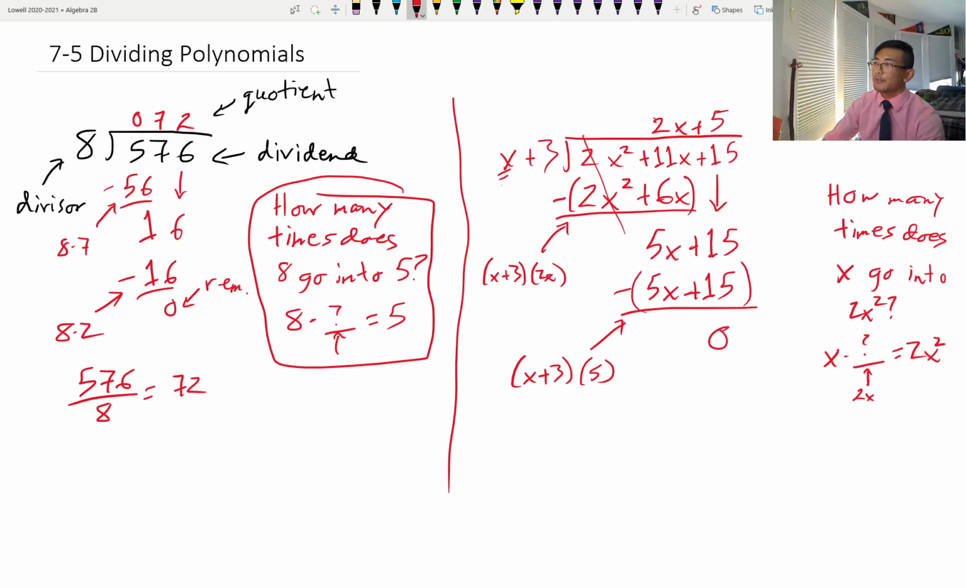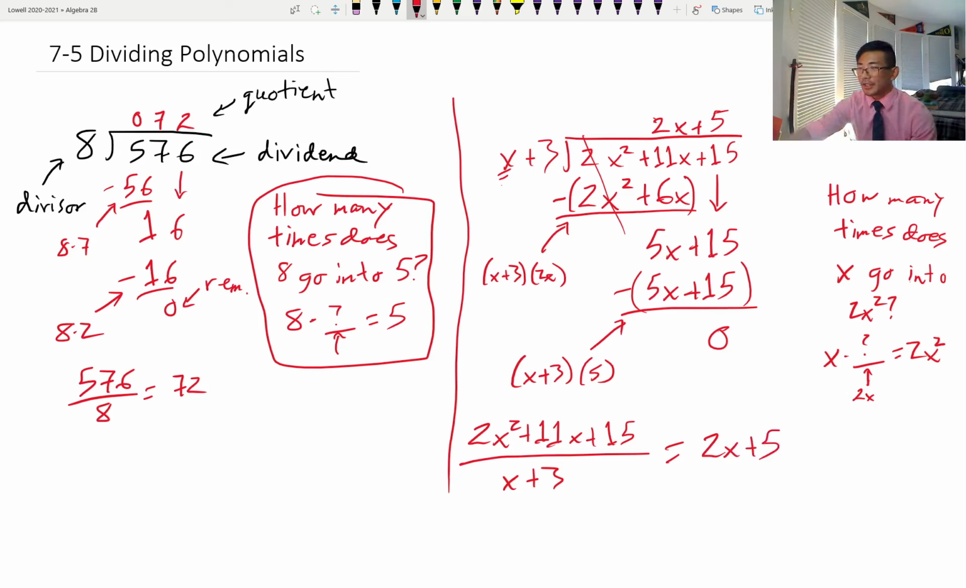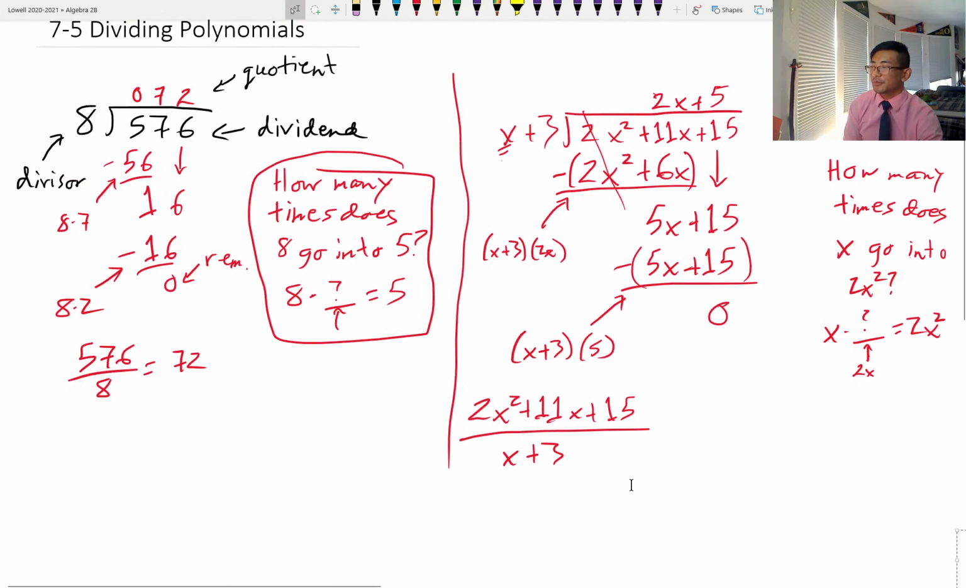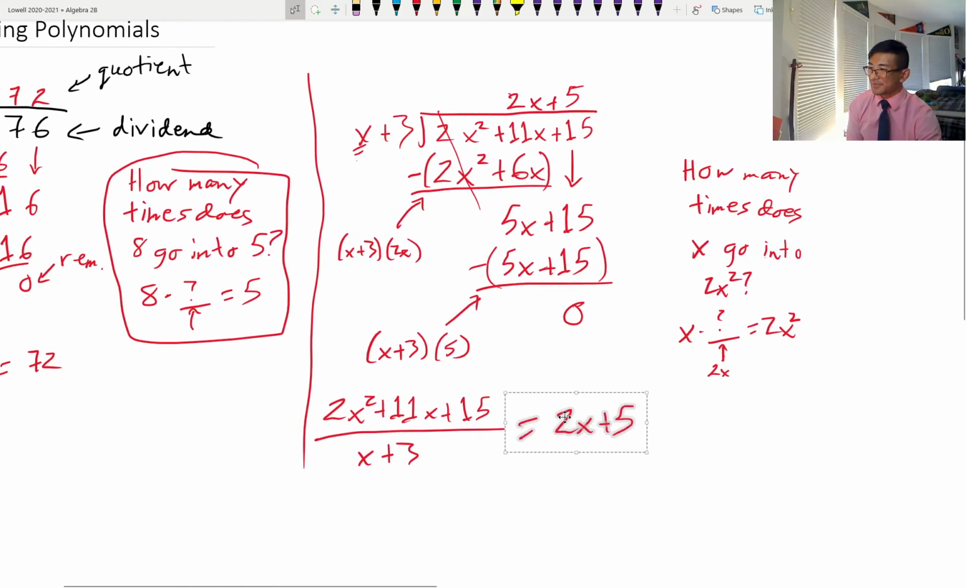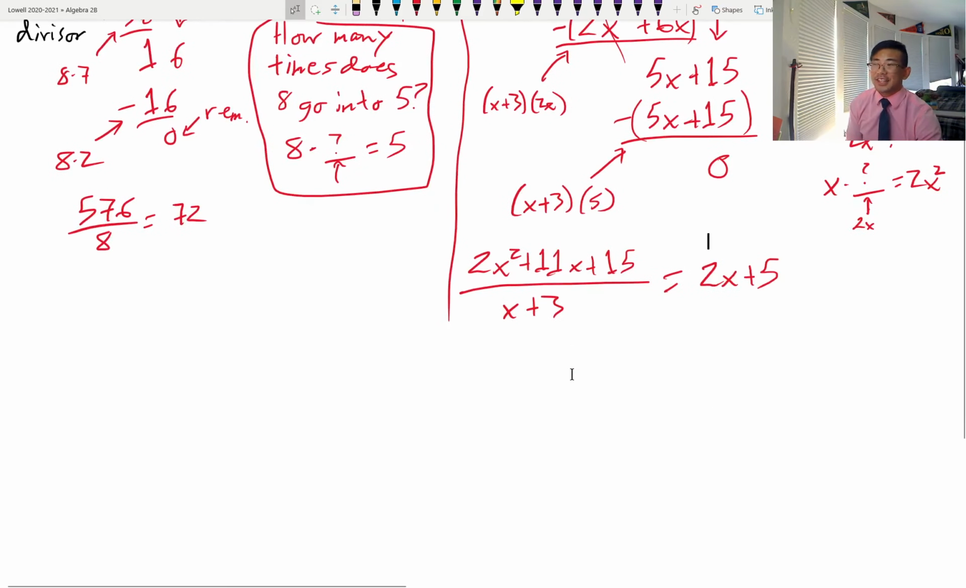So we just said that 2x squared plus 11x plus 15, divided by x plus 3 is equal to 2x plus 5. Before, if I had just erased this and left you with this problem, how would you have answered it? I don't know if we would have really been able to do it on its own. But if I rewrite it like this, now you will see that it's something you've been able to do the whole time.